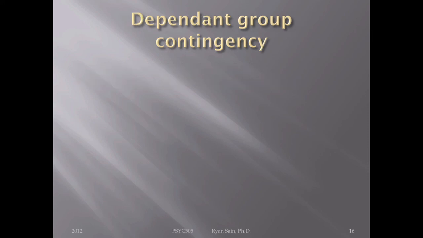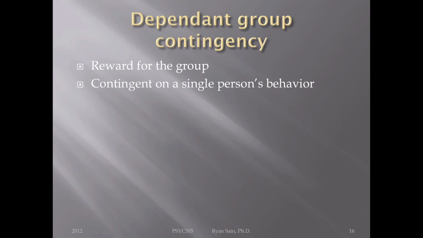Then we have the dependent group contingencies. Here's where we reward the group based on a single person's response. Watch any old military movie. That's all I have to say. Once one person gets up to speed, maybe through the help of their peers, everybody earns something. So if little Johnny can stay on task all morning long, then everybody will get 5 minutes extra recess. Very, very effective sort of tool to use.